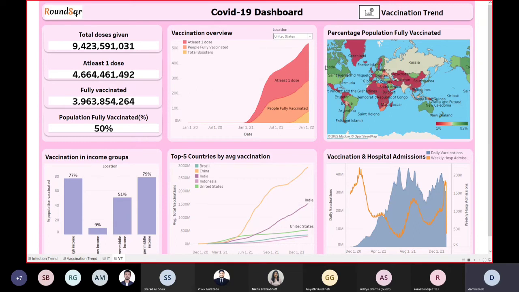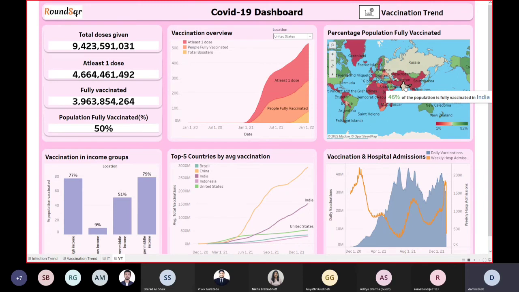Similar to the previous dashboard, now the map shows the percentage population fully vaccinated. As is evident, the red color shows that less population has been vaccinated, and as it goes to green, it means a high population has been vaccinated. Although we don't have data present for these specific countries, that's why it's showing in red.